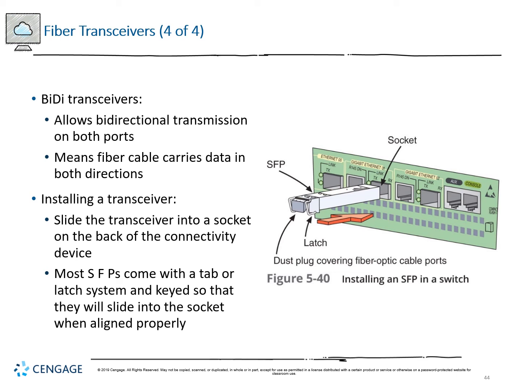So installing a transceiver means that we just slide it into the socket in the back of the device. Most SFPs will come with a little tab and latch. There's a little press down that they'll flip to be able to move that in place, and it will lock into place when it comes down. And then if you just pull the latch back out, that will allow you to extract the transceiver.